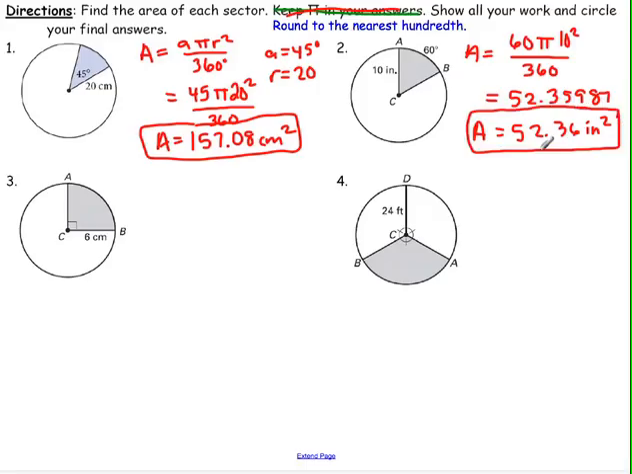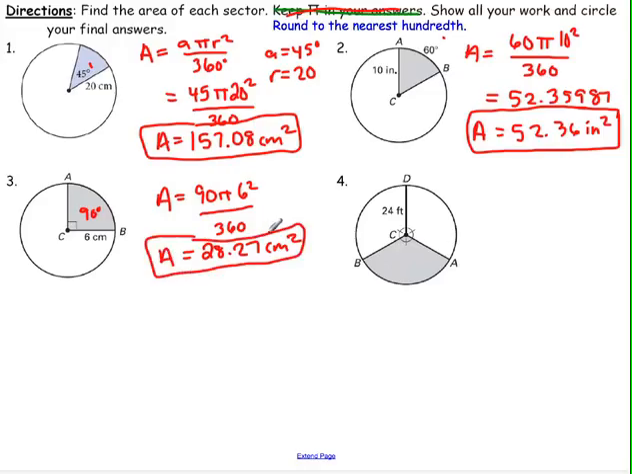The next 2 problems are really similar, except they don't tell you the degrees right offhand. This symbol means that these are perpendicular, which means this is 90 degrees. So we'll simply say area equals 90 times pi times 6 squared divided by 360. And I'm sure we could find the answer there to be 28.27 square centimeters. In number 4, they just say each one of these 3 parts are equal. So that tells me this is 1/3, this is 1/3, and this is 1/3.